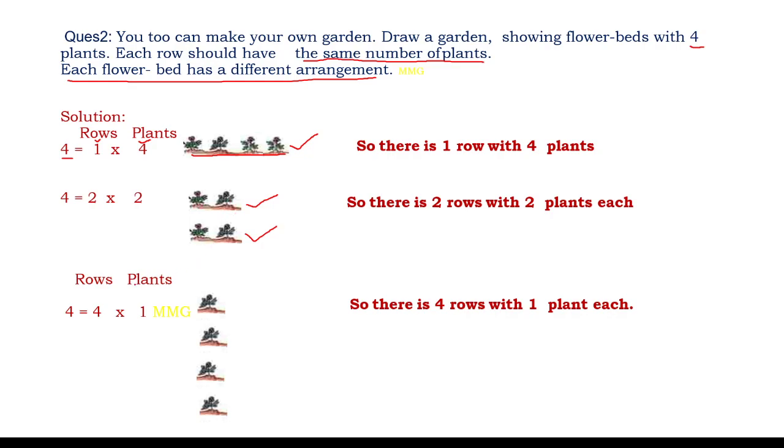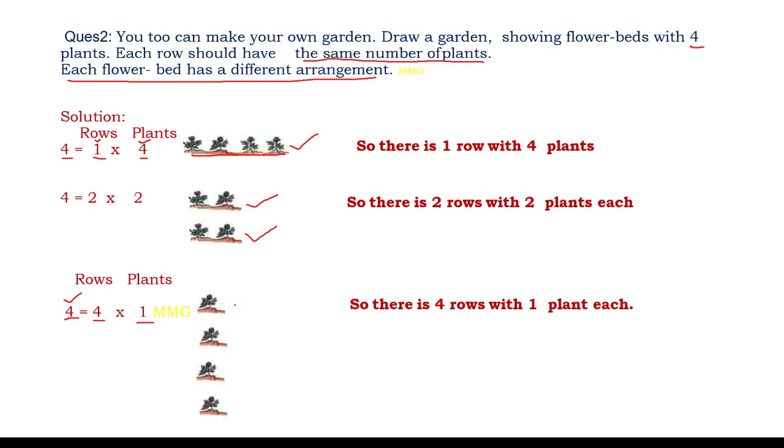Okay, now next you can see here what I have written, rows and plants. Now here I have written the number of plants for which we have to draw a garden, and here you can see 4 times 1. I have interchanged the digit. This I have written now in rows column, and this I have written in plants column. So you can see here 4 times 1 equals how much? It is equal to 4.